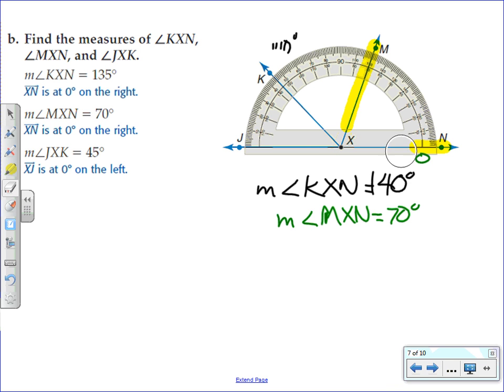And finally, the measure of, do we have another one? JXK. Sure we do. JXK. Where's JXK? Right here. All right? And then we're going to measure this angle to there. And we'd find that that is 45 degrees.